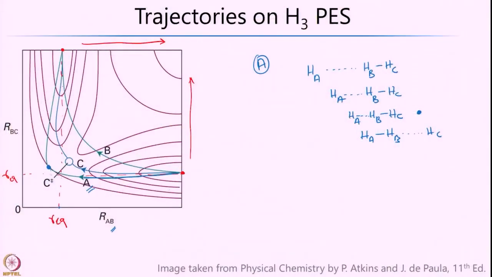But if you notice, this is along a slightly higher energy path, because this path almost coincides with an outermost line, which means the reaction is taking place along a higher energy surface, right? So now the other possibility is what is called B. Let's take a look at the B.